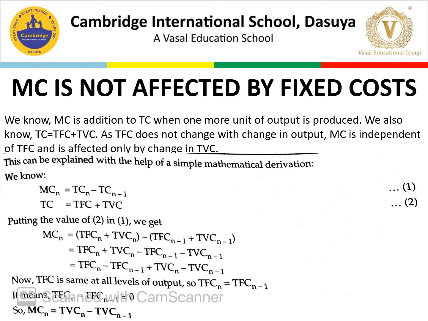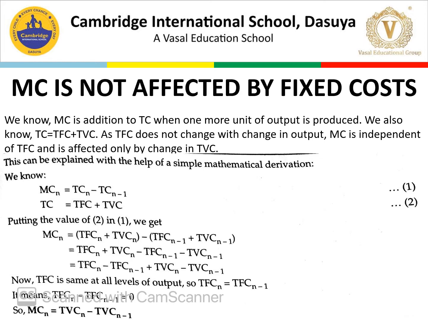Is that clear? Now we also know TC is equal to TFC plus TVC. We did this yesterday, in the first class. So as TFC does not change with change in output, MC is independent of TFC. MC has nothing to do with TFC, so it will not affect your output. Whatever affects MC will be affected by TVC.